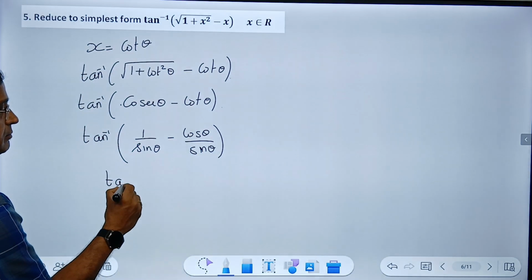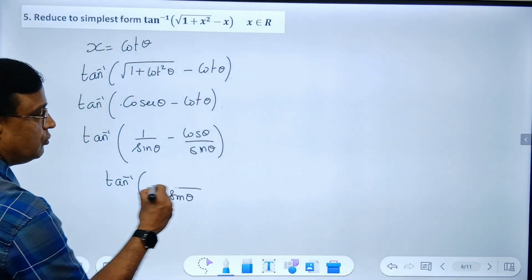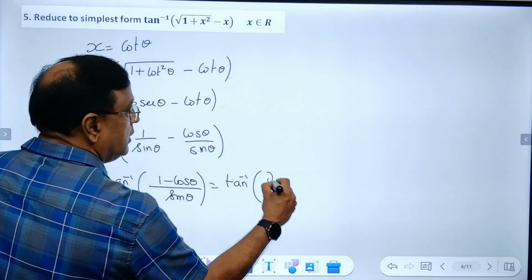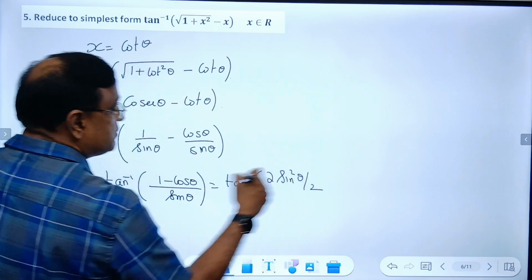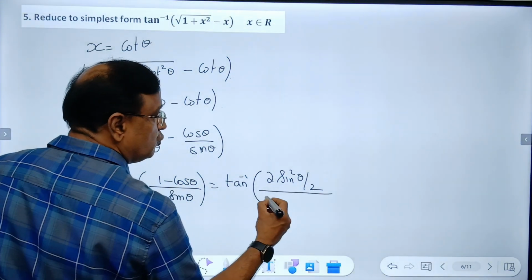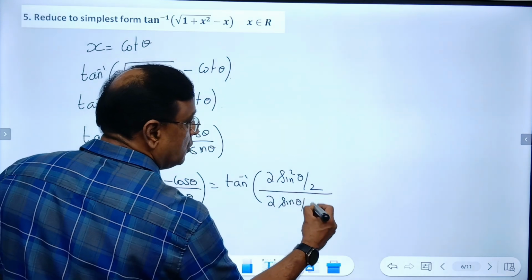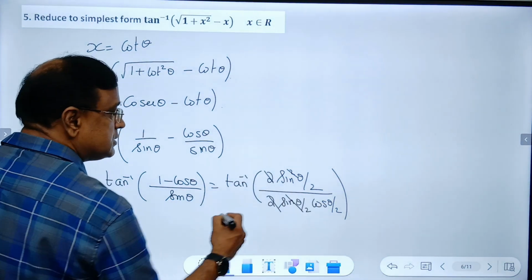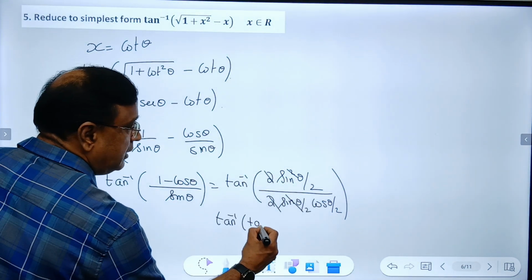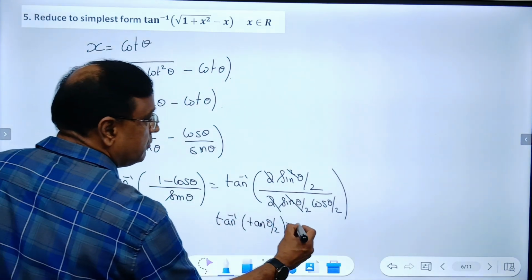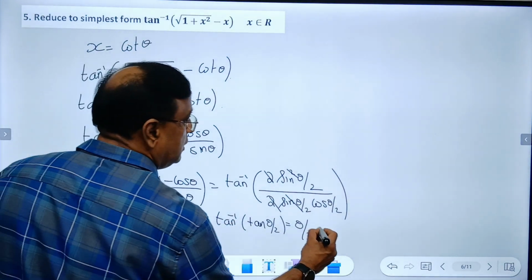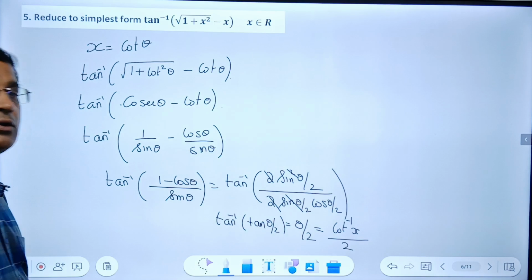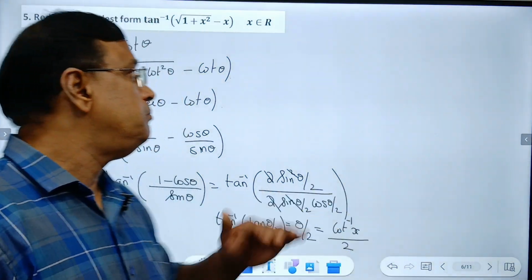So take LCM. What is the LCM? LCM is sine theta. So what do you get in the numerator? 1 minus cos theta. And what is the formula for 1 minus cos theta? I think we have used it many times now. 2 sine square theta by 2. And sine theta, use the sine 2A formula: 2 sine theta by 2, cos theta by 2. They get cancelled. What is sine by cos? It is tan theta by 2. What is tan inverse of tan theta by 2? Theta by 2. But what is theta? Theta is cot inverse of x. So cot inverse of x, divided by 2. Don't write it as cot inverse of x by 2 in the wrong way; it is half of cot inverse of x.